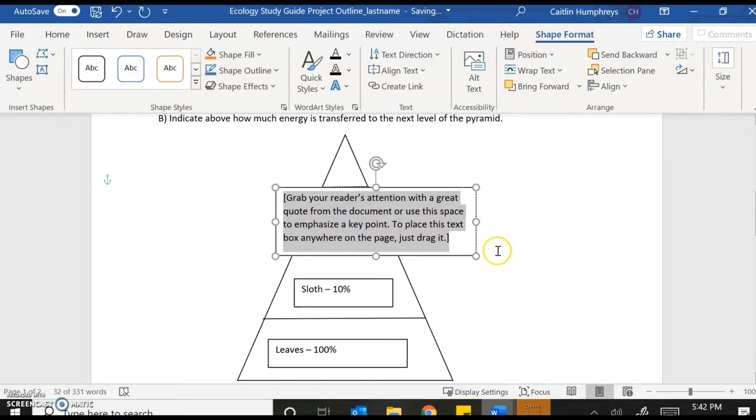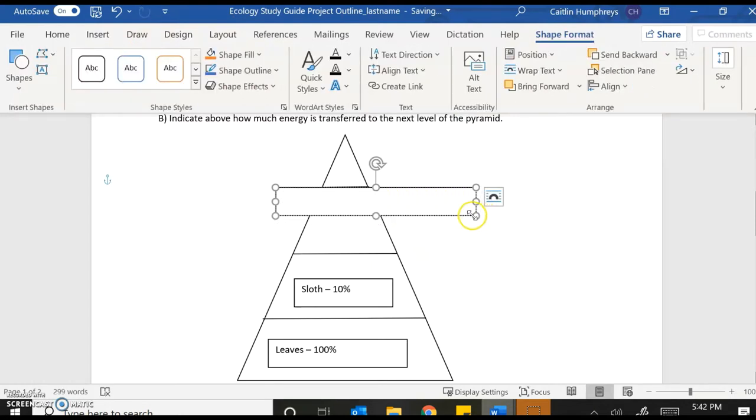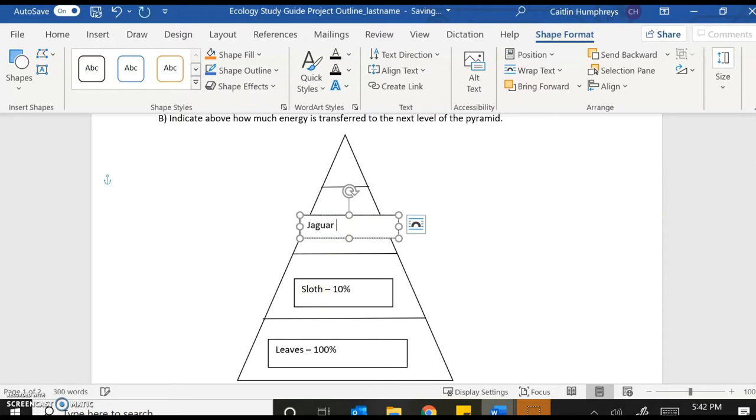On my secondary consumer, when Miss Humphreys isn't sure of her math all of a sudden. Okay, my secondary consumer is going to be the sloth's predator. And that was the jaguar. Yes, it's jaguar, but that's lame, so I said jaguar. And again, we are taking only 10%. So 10% of 10 is 1.